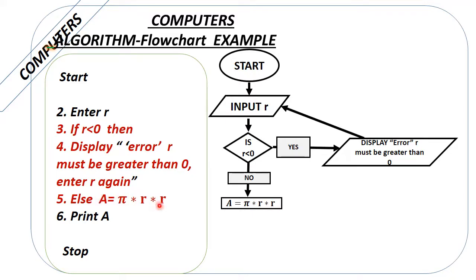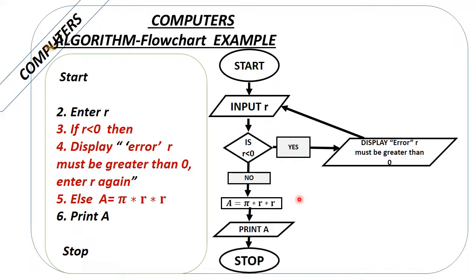Else this process should happen, this calculation should happen. So this is the calculation that has happened. Then from there we print a and we stop the program. Okay, so everything has been explained. The decision has been made here. If r is less than 0, yes, do this. No, which is else, do this. Print a, stop.